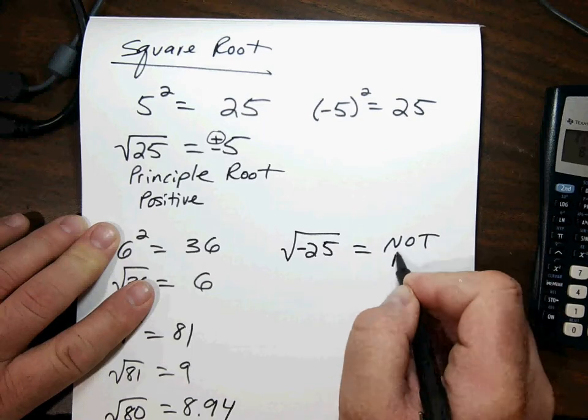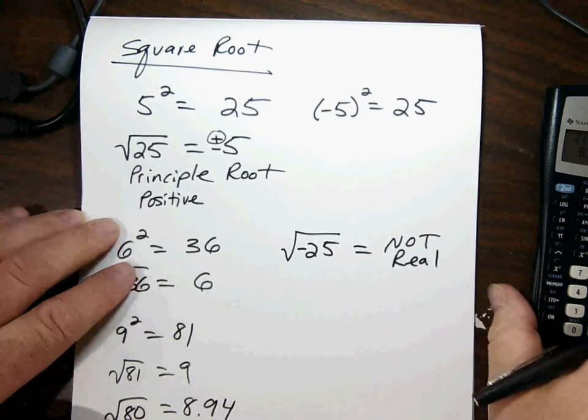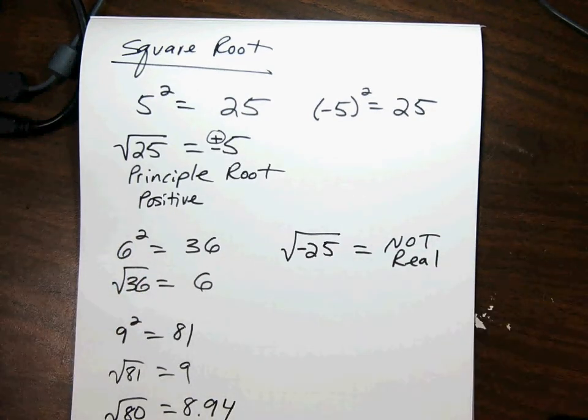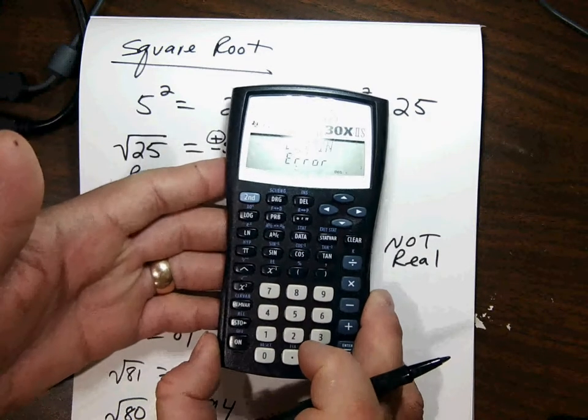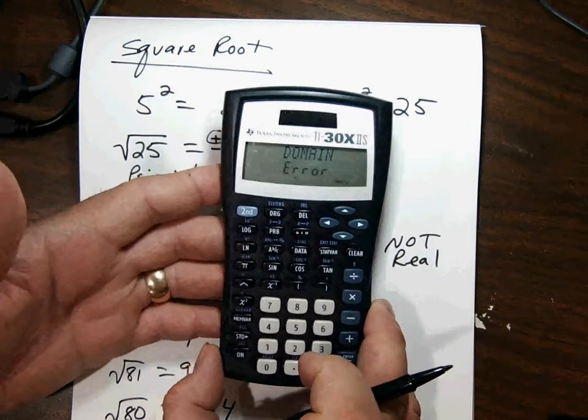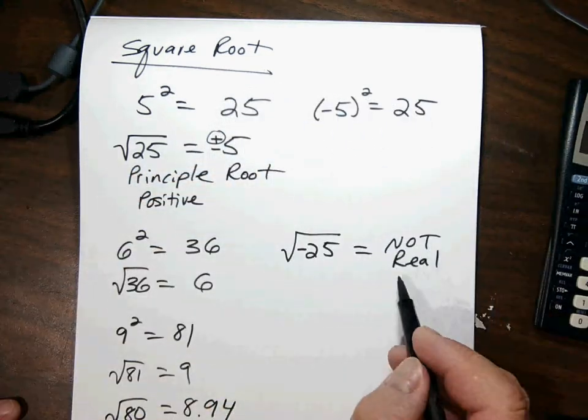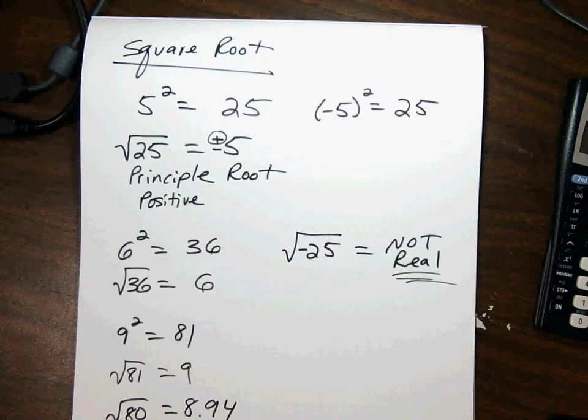Your calculator is going to give you an error message, and I don't know what the message is going to be, quite honestly, especially on that calculator. Let me see what it is on mine. Square root of negative 25 equals, domain error. Fancy. Some kind of error message. That's what takes us into the world of what we call imaginary numbers. We're not going there in this course. So we can't take the square root of a negative number in our course.